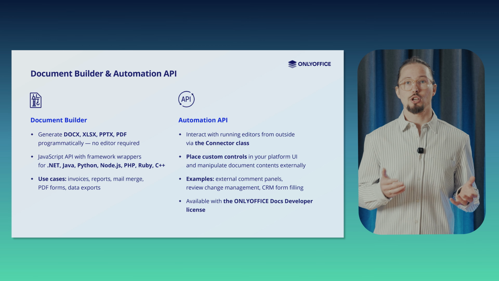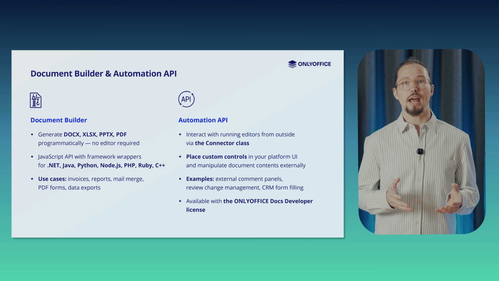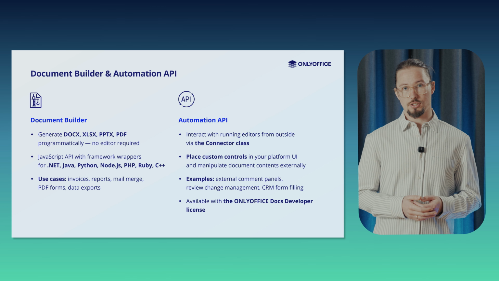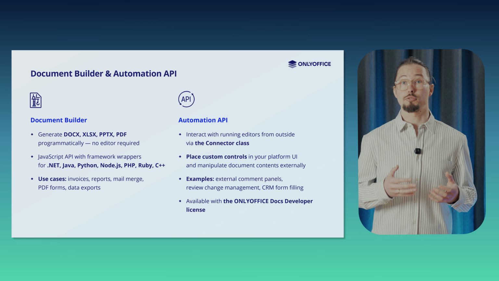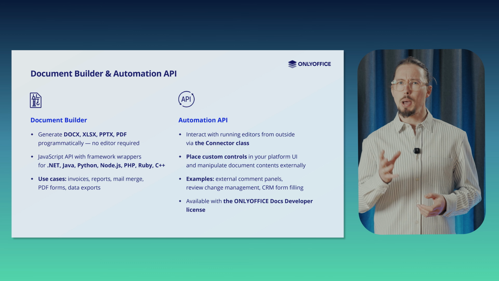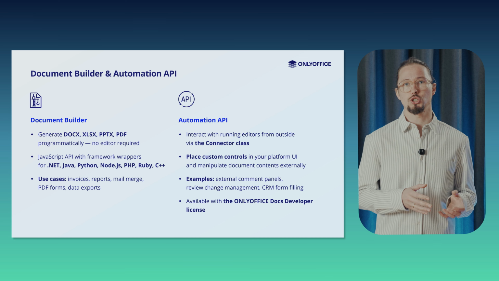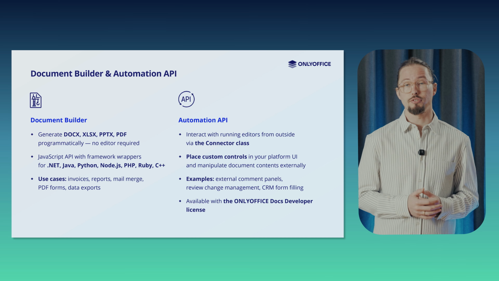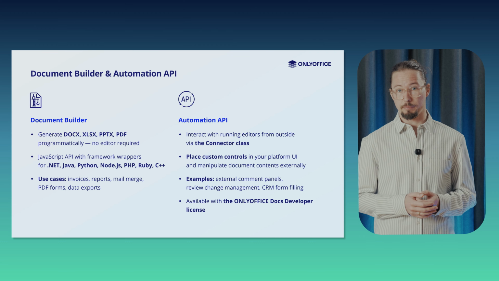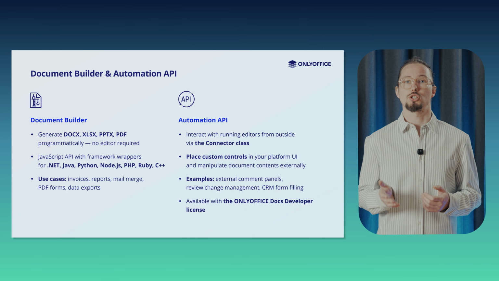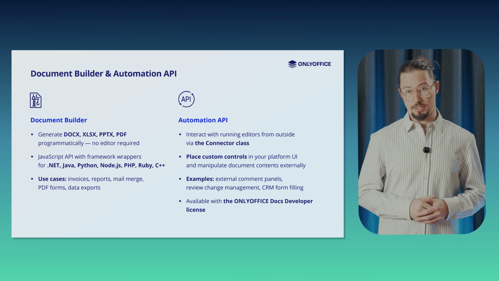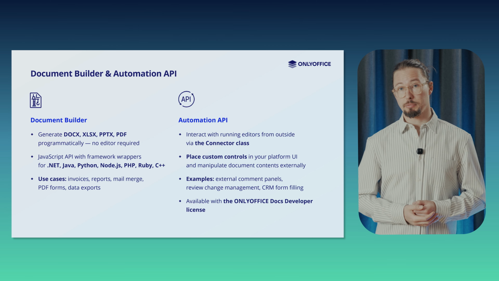Automation API takes the opposite approach. It lets you interact with the running editor from outside. Using the connector class, you can place custom controls in your platform's interface and manipulate the document contents externally. Think pulling all comments from a document into your own sidebar, managing review changes from a custom panel, or filling form fields with data from your CRM. This is available as part of the Docs developer license. Both are part of the OnlyOffice developer toolkit, and both have full API documentation.